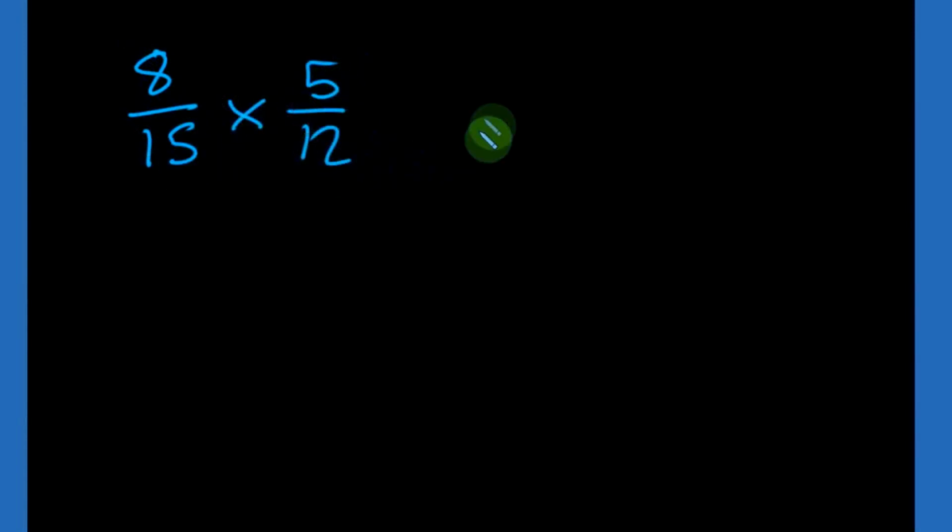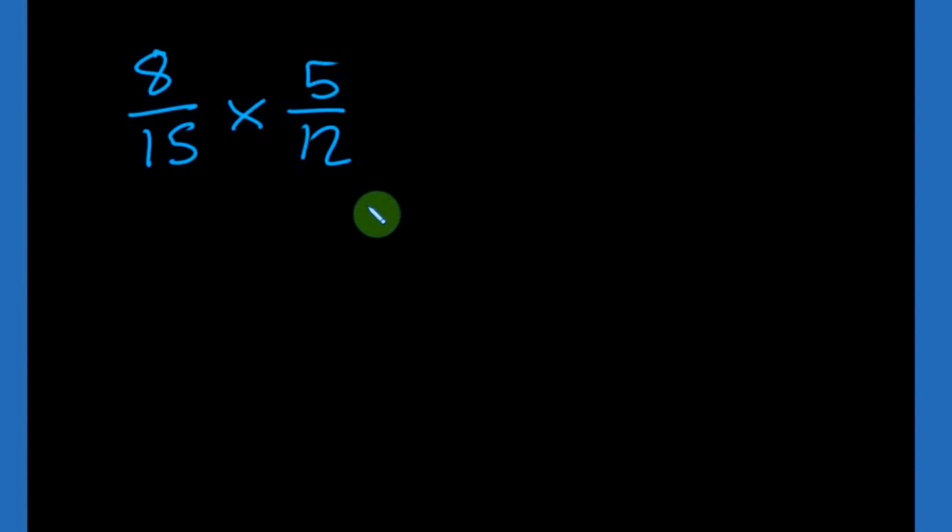So let's look at the example of 8 over 15 times 5 over 12. Okay, these are both improper fractions, which is good. We don't need to do any conversions here because when we want to do multiplication or division, it makes life easier if we stick to improper fractions. First thing you want to do is see if you can do any cancelling down.